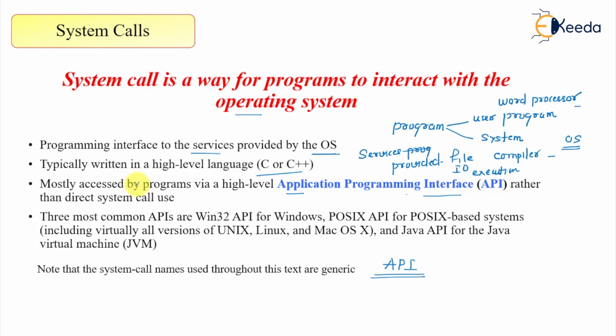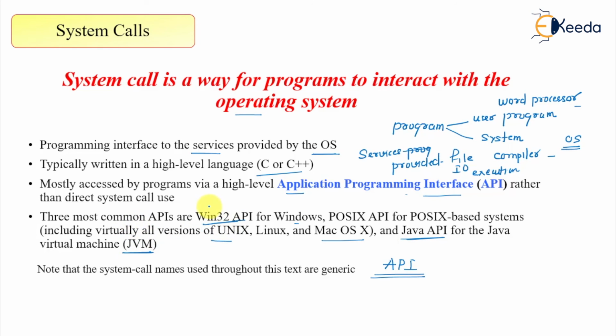The three most common APIs are the Windows 32 API, which is one of the most common for Windows; the POSIX API for POSIX based systems, including virtually all versions of Unix, Linux, and Macintosh operating systems; and the Java API, the Java application program interface for Java virtual machines. So programs do not directly call the system calls, but use some interface to call them.